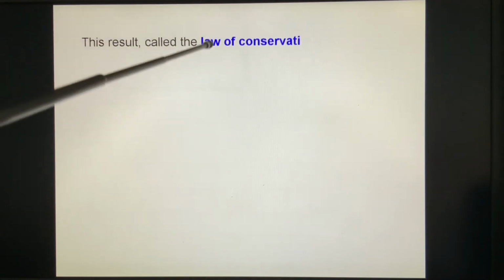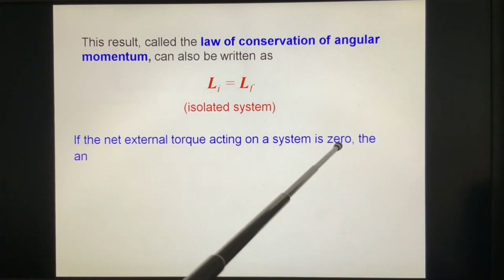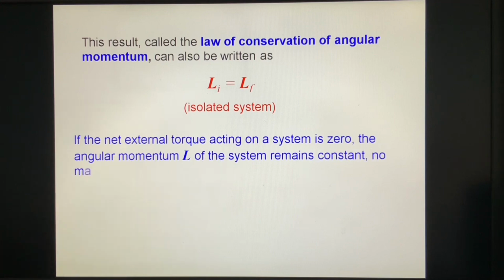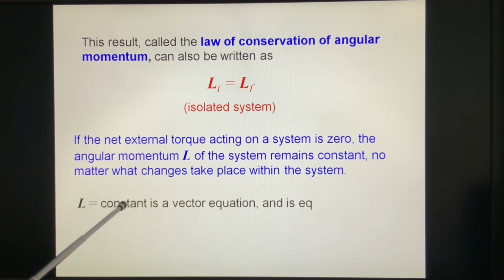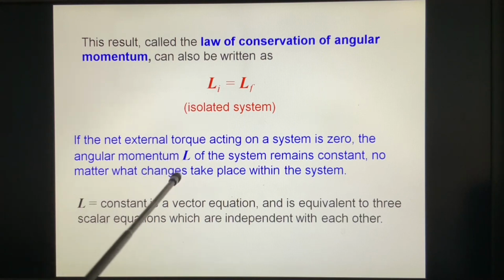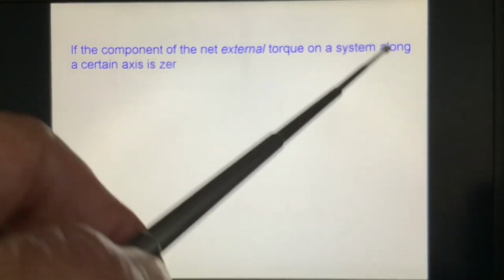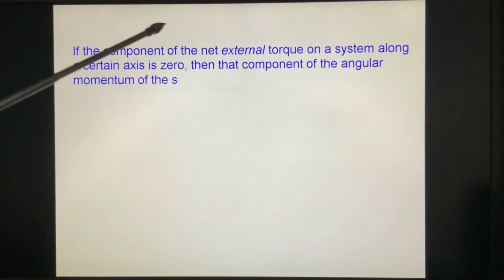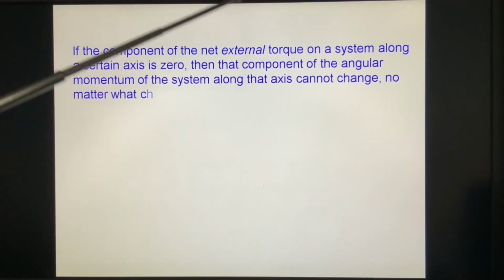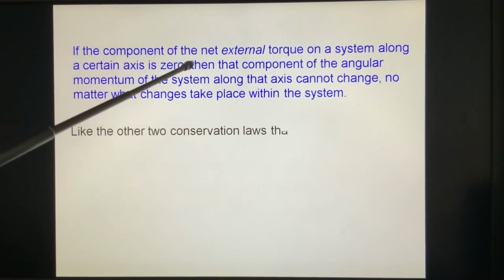This result, called the law of conservation of angular momentum, can also be written as L initial equal to L final. If the net external torque acting on the system is zero, the angular momentum L of the system remains constant, no matter what changes take place within the system. L equal constant is a vector equation, so it will have three component equations, and they are independent of each other. If the component of the net external torque on the system along a certain axis is zero, then that component of the angular momentum of the system along that axis cannot change, no matter what changes take place within the system. These are three independent components.